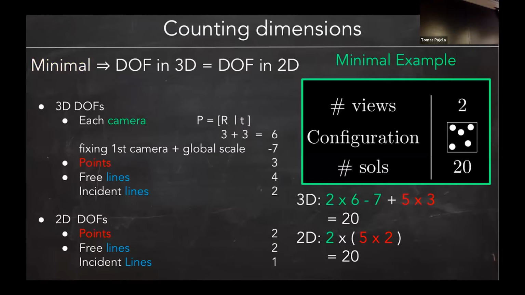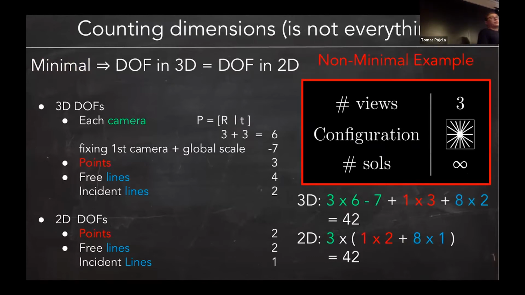So for instance, this is a minimal example, which you are familiar with: 5 points in 2 views. So we have 2 cameras times 6 minus 7, plus 3 times 5 points; this is 20, right? And then we count in 2D: 2 views, 5 points, 2 coordinates, again 20. So it is a candidate. And indeed, if we check it, this is a minimal example.